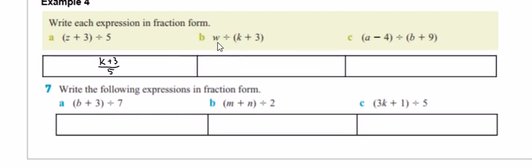Alright, next example, w divided by k plus 3 in brackets. Well, the w is going to be on top of the fraction, and the k plus 3 is on the bottom, ensuring the k plus 3 is always directly underneath the w. And finally, C, we have a minus 4 on top, and on the bottom we would have b plus 9.